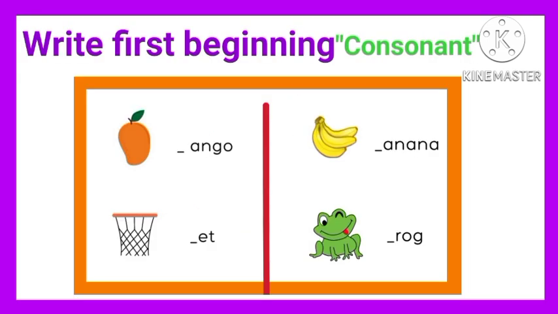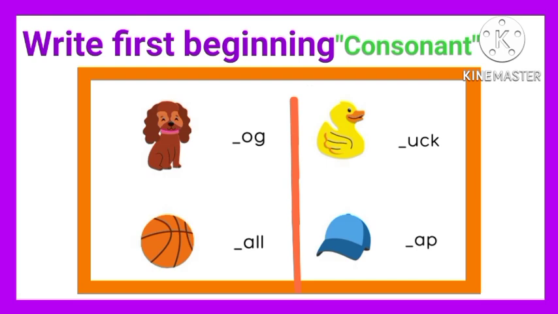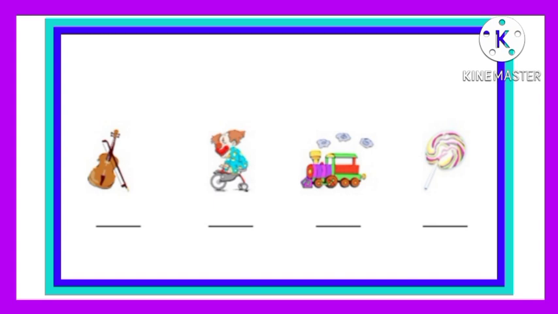Write first beginning consonants. First picture is mango, consonant M. Second is net, consonant N. Banana, consonant B. Frog, consonant F. Next, consonant D for dog, consonant B for ball, consonant D for duck, consonant C for cap.